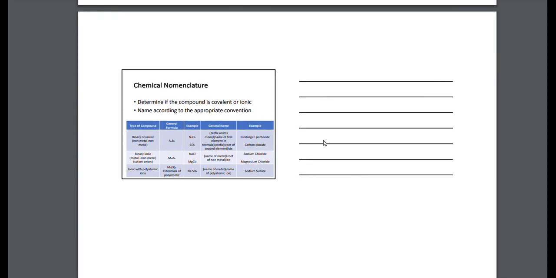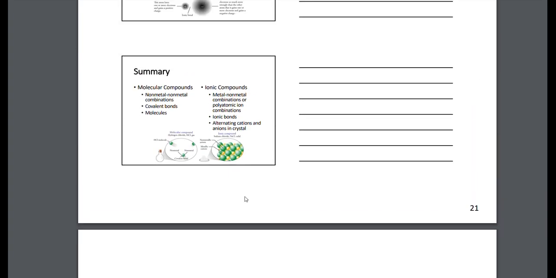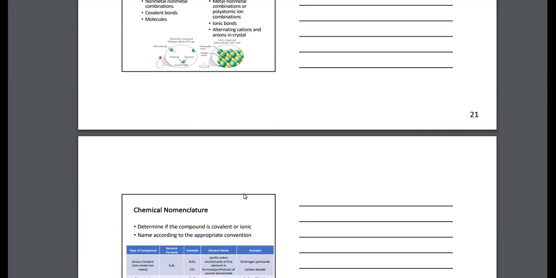Okay. Chemical nomenclature, I think we talked about this enough at this point. This table here summarizes all the rules that you have to follow. And I think everything should be clear at this point. So I will be posting, of course, homework for this. If you have any questions, do not hesitate to email, and I'll do my best to explain further.